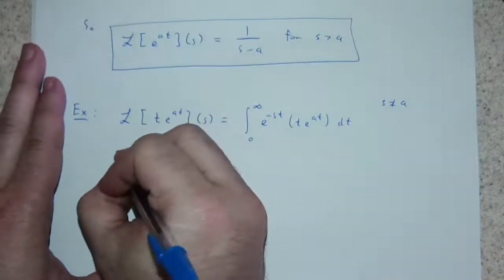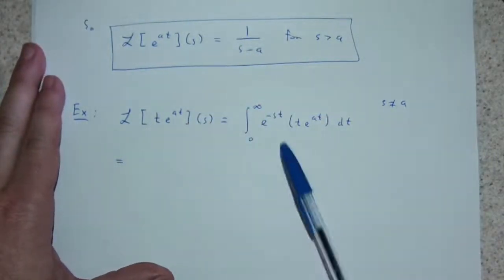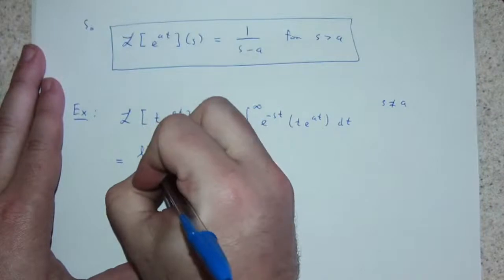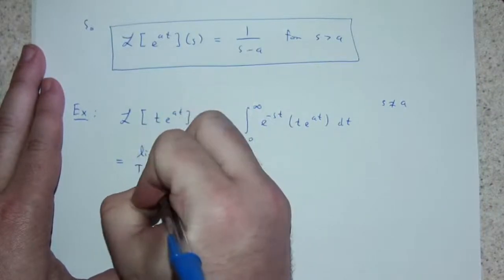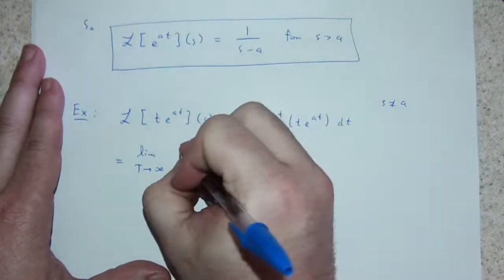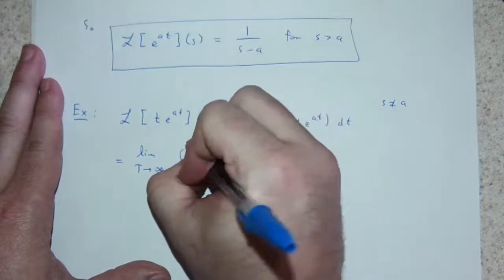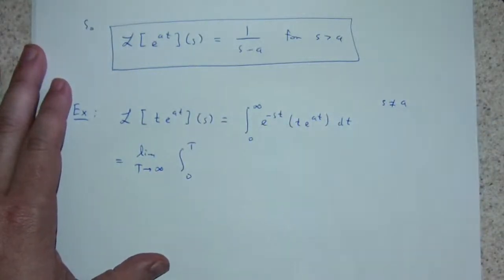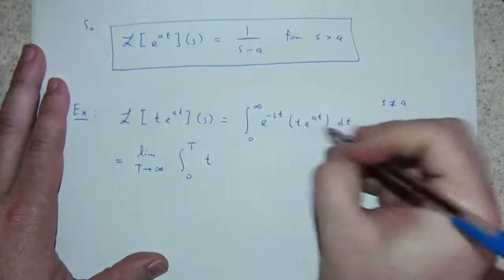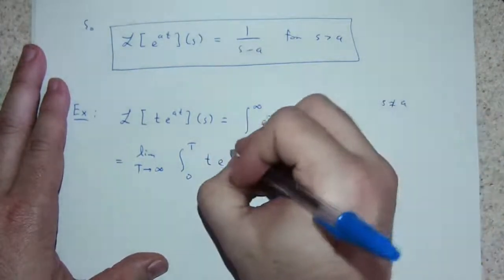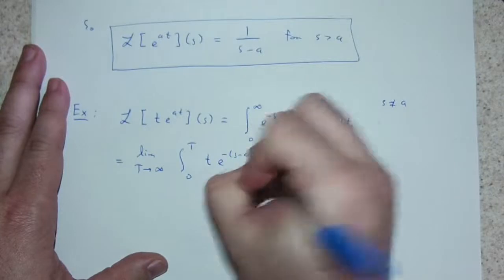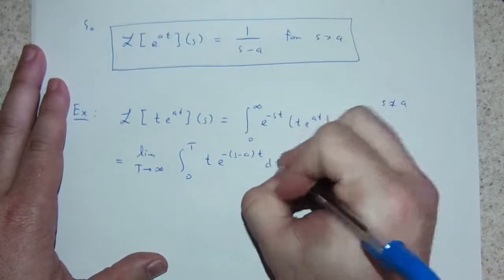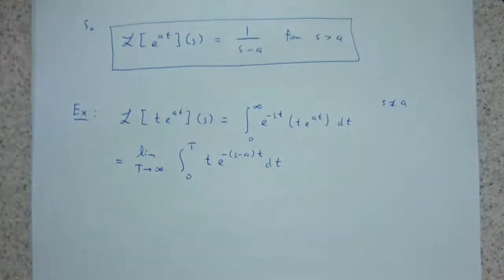Recasting this using our definition of improper integral here, this is the limit as big T goes to infinity of the integral from 0 to big T of, let's clean this up just a little bit, t times e to the minus s minus a times t dt. All right, so that's what that would look like.